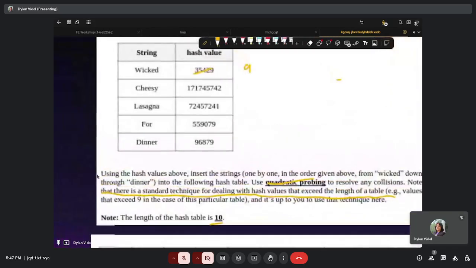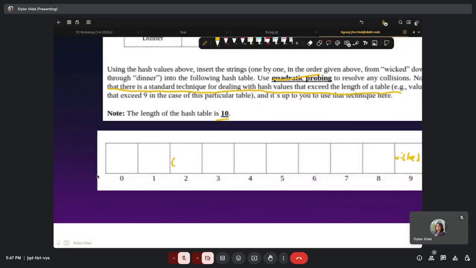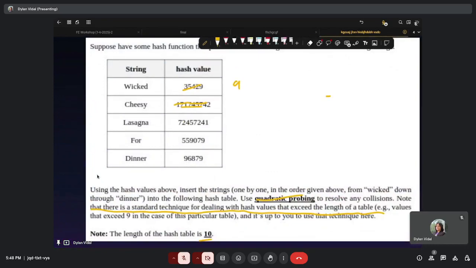All right. Cheesy goes in position what? 2. Cheesy's in 2. Lasagna, where's that go? 1.